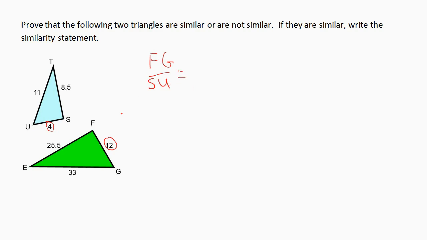Okay, so the length of FG is 12, and the length of SU is 4. And 12 divided by 4 is 3. Let's do it with the other sides. We'll grab a different color now. Let's compare the length of EF to the length of TS. EF is 25.5 and TS is 8.5.